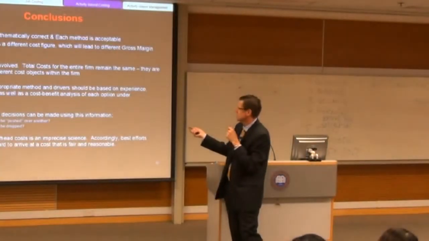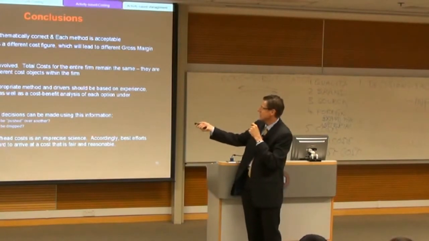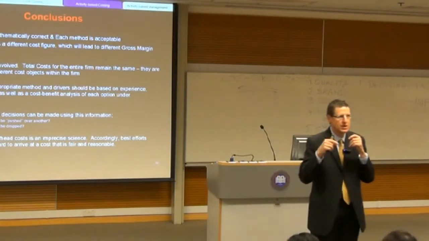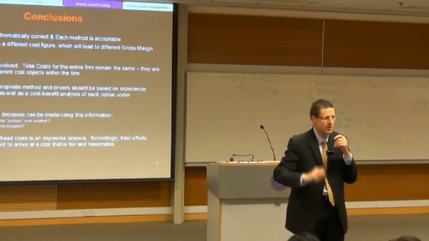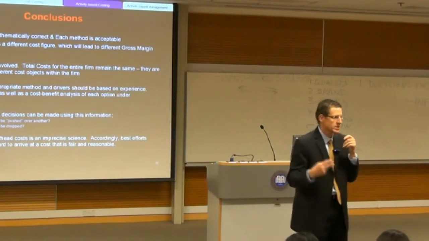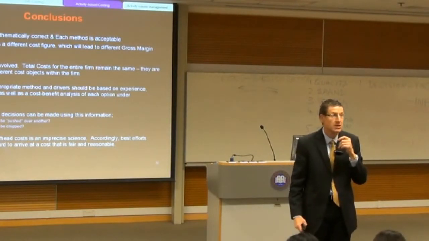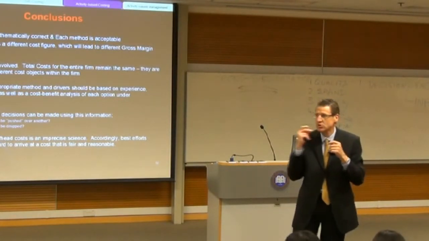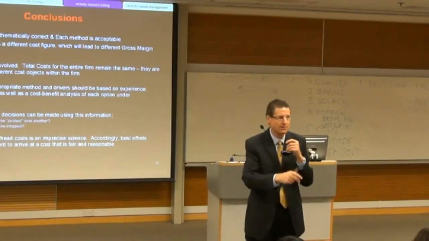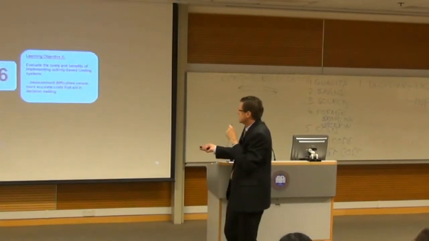Okay? Conclusions. Nothing is perfect. Not everything is correct. It just gets down to what you believe is most relevant in terms of what is consuming the resources. What is causing the electricity to be used? What is causing the mold setup activity to be used? What is causing the water to be used? That's all. We're just trying to allocate costs that match the cause of the cost. That's all.